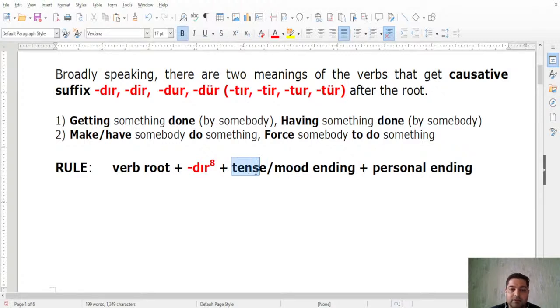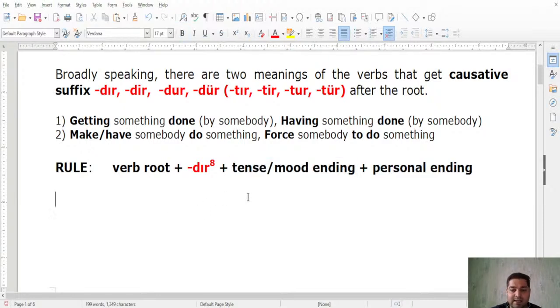Because we have 5 tenses and 4 moods. Any of these 9 possible cases, right? Tense ending or mood ending added after this dır over 8, and then you have the person ending attached at the end. And that's basically how the structure is. We have 4 possible things added in the verb: verb root, the causative suffix, tense or mood ending, and the personal ending.